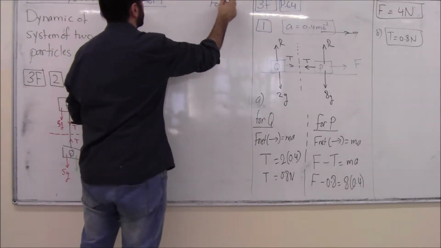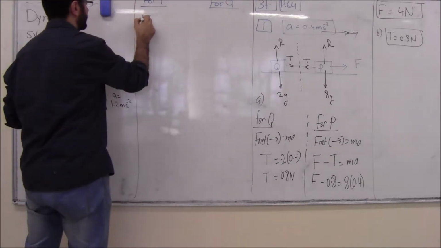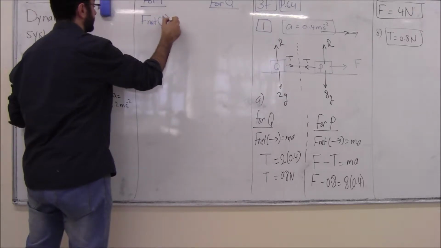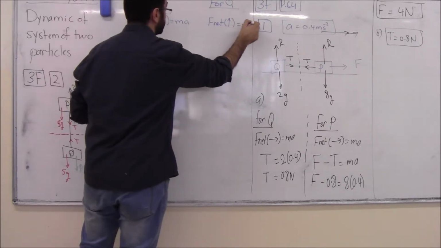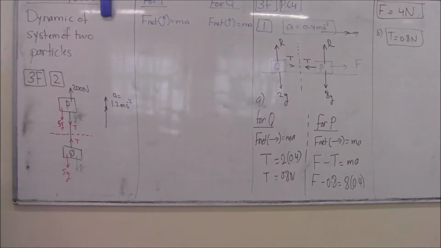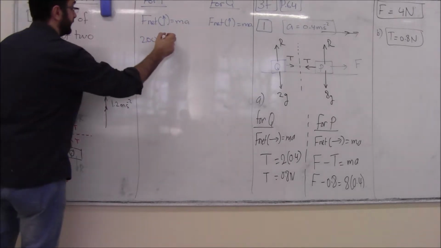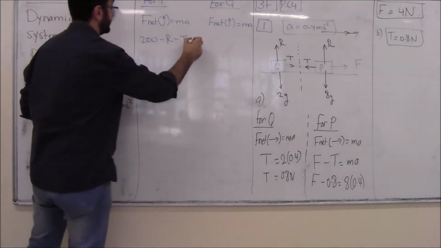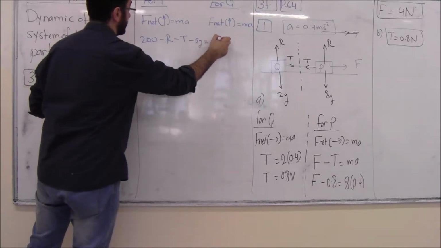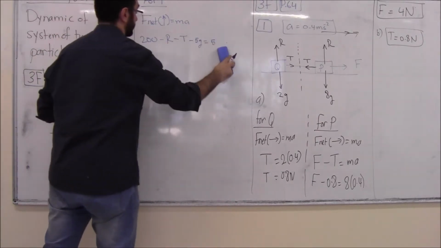What we have to do, as usual, for P and for Q, pay attention. What is the direction of motion? Upward. F net upward equals MA. Both of them are moving upward. Clear? Any question? Now, what do we have here on P? 200 minus friction minus tension minus 5g equals 5a, which is 5 times 1.2. Clear?